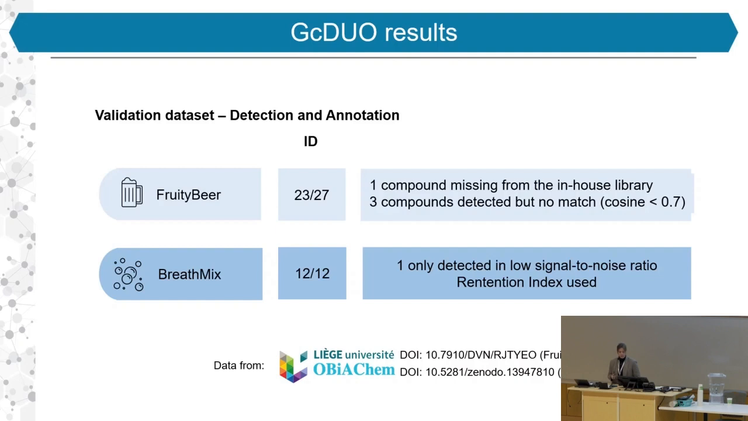Then we test the breath mix, which is a mixture of 12 compounds characteristic of breath. For this, we successfully identify all the compounds. We have to say that one compound was only detected when we lowered the signal-to-noise ratio. So this is a thing that we can do, but this introduces a lot of spurious peaks.